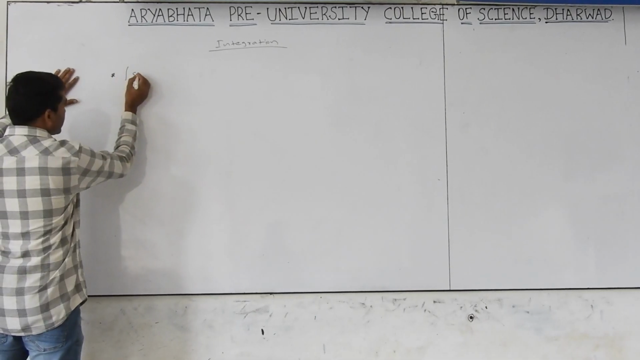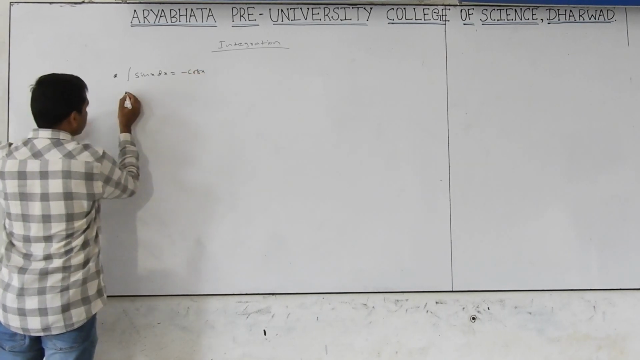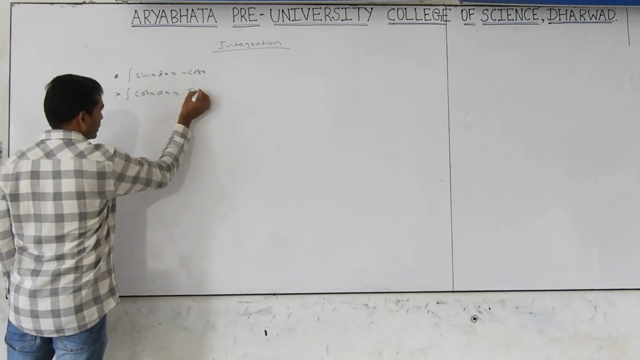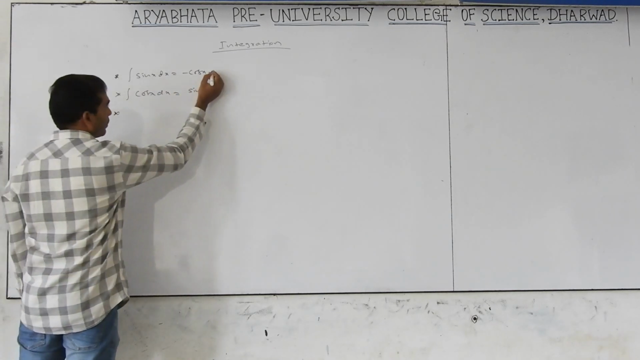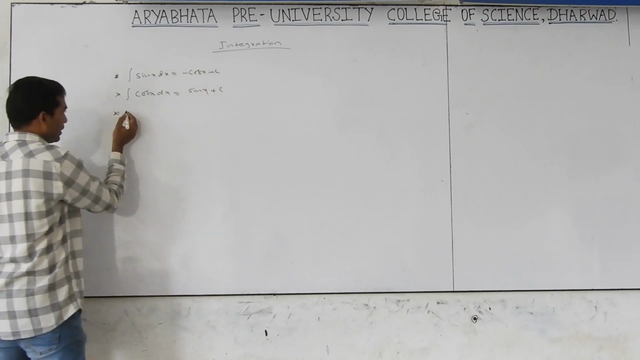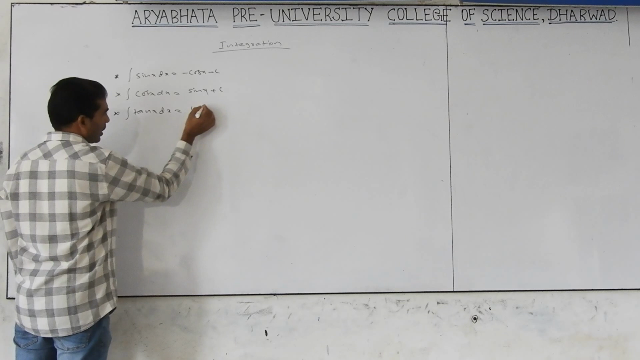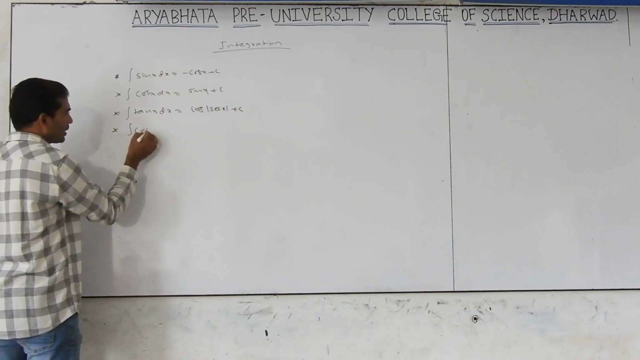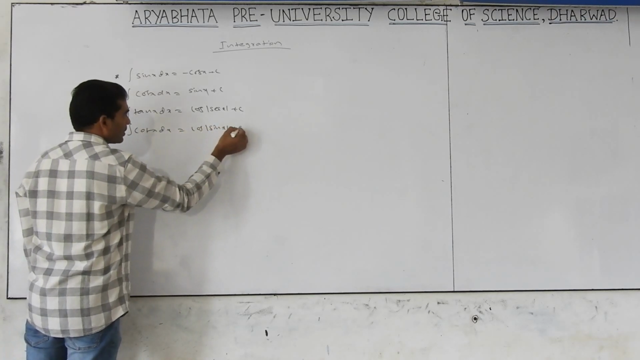The integration of sin x dx is minus cos x. The integration of cos x dx is sin x, plus c. For all of these, you must compulsorily add the constant. Integration of tan x dx is log of sec x, and integration of cot x is log of sin x plus c.